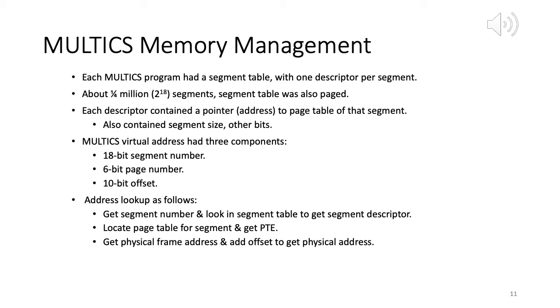Now you have the address for the page table. So locate the page table and get the appropriate page table entry, PTE. How do we get the PTE? From the page number. We use the page number as an index into the page table, like we have been doing all along in paging, and then we get the physical frame address, the base address, and then we add the offset to it, and then we get the physical address.